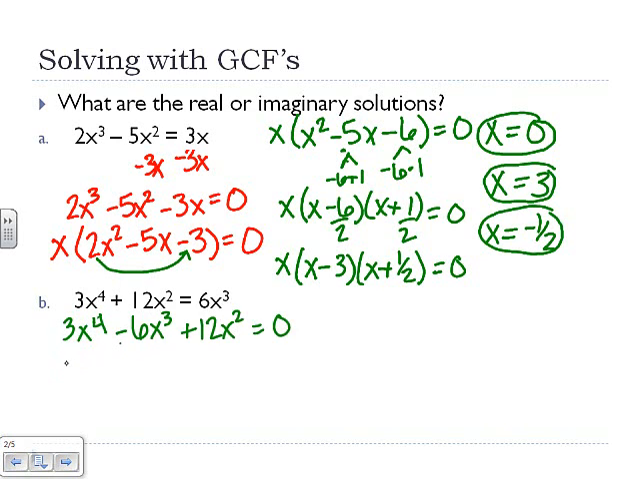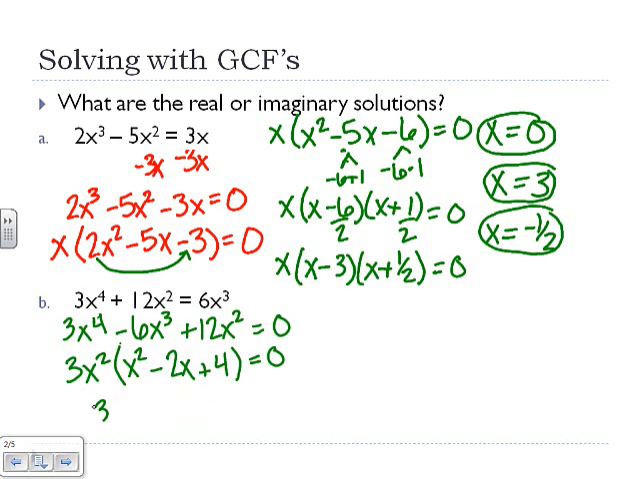This time our GCF is 3x squared. So when we take a 3x squared out of this first term, you're left with x squared. Take a 3x squared out of this term, and you're left with a minus 2x. Take a 3x squared out of this term, and you're left with a plus 4. This time there are no factors of 4 that make negative 2.